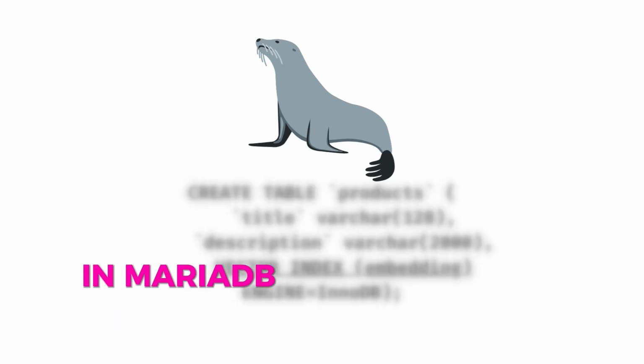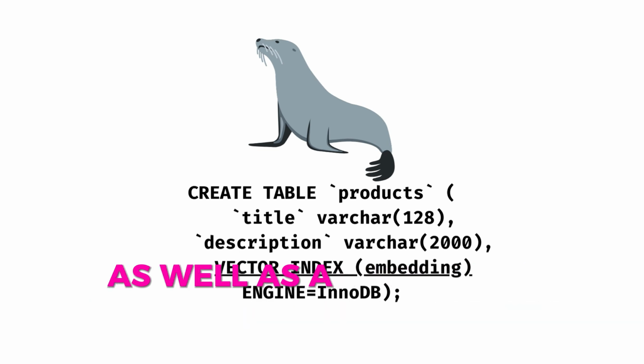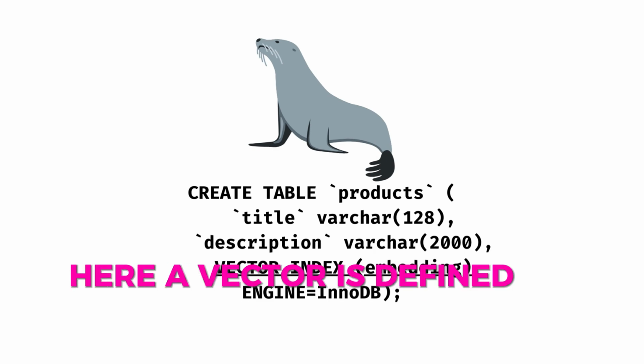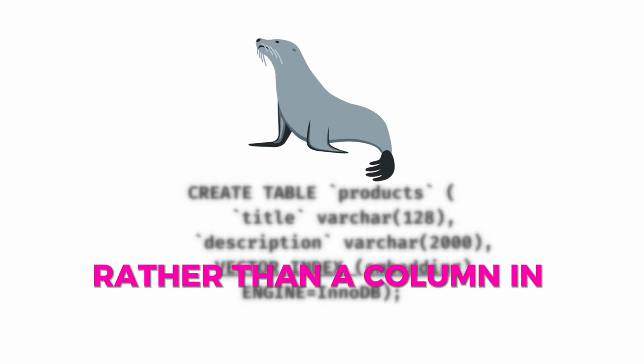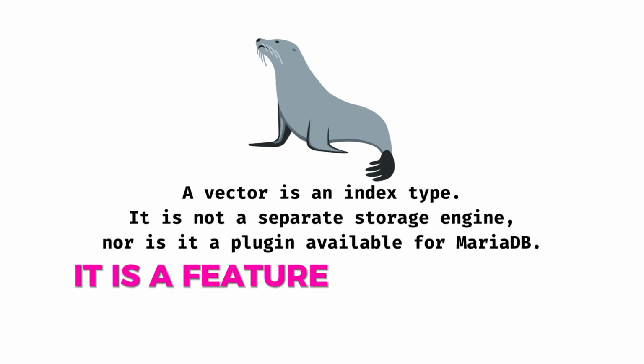In MariaDB, vector search looks like so and introduces new specific syntax to MariaDB as well as a new index type to facilitate quick searching for vector embeddings. Here, a vector is defined as an index type rather than a column. In MariaDB, a vector is not a storage engine either. At present, it is a feature in a preview mode.